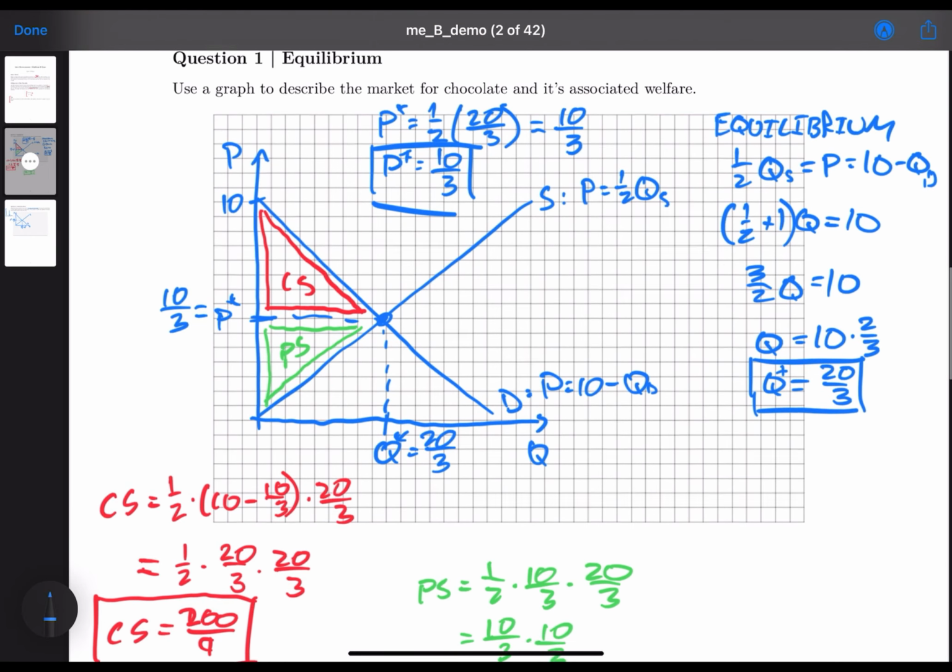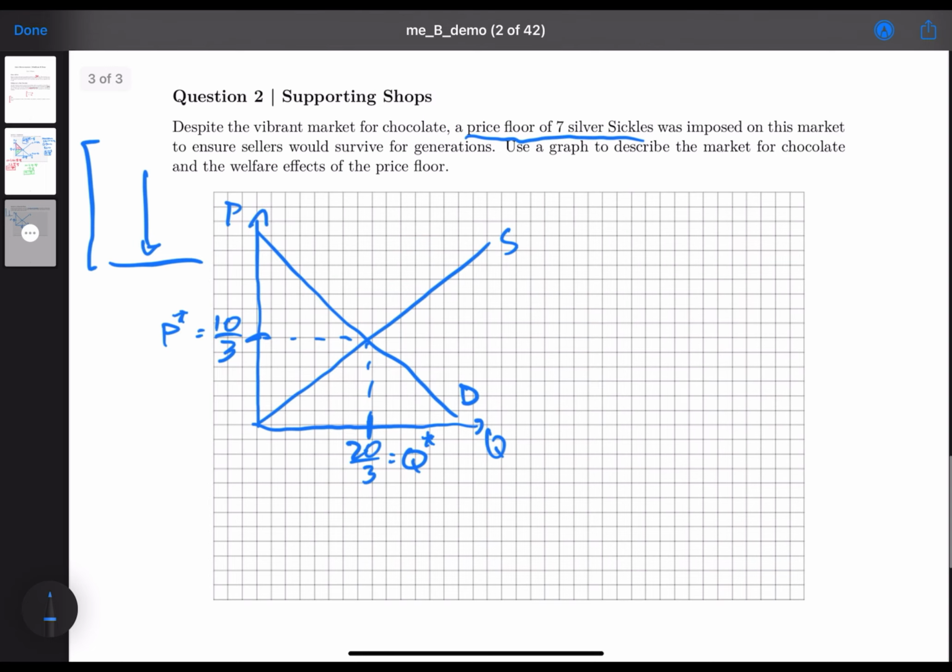10/3 and 20/3. So the first thing to do here is just to check that 7 is actually greater than 10/3. And 10/3 is like roughly 3, it's like 3.3. So it's true. And we have a vertical intercept here at 10. So the price ceiling is pretty high.